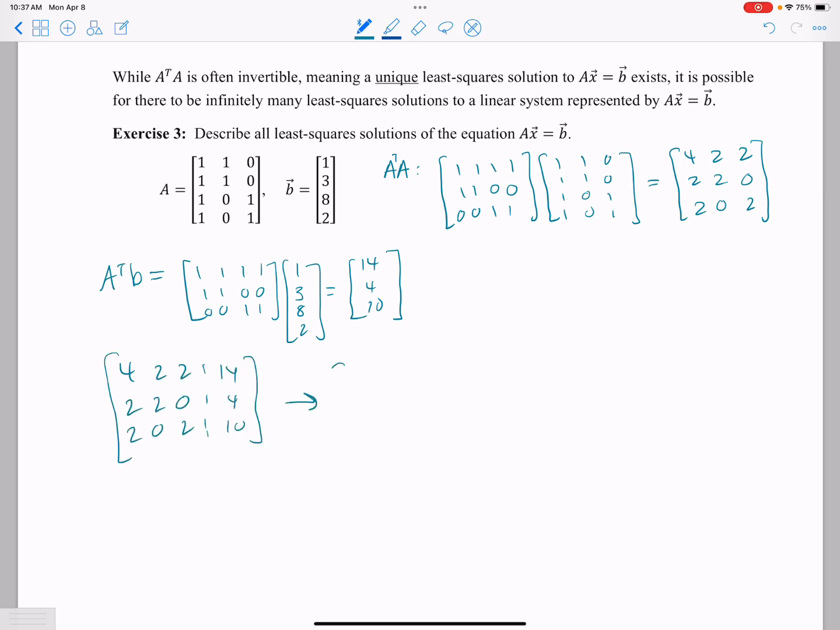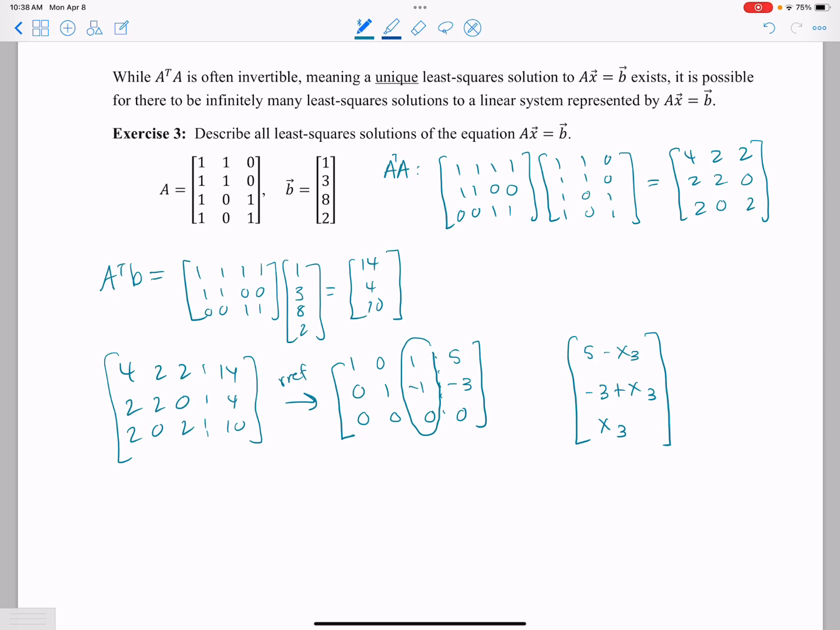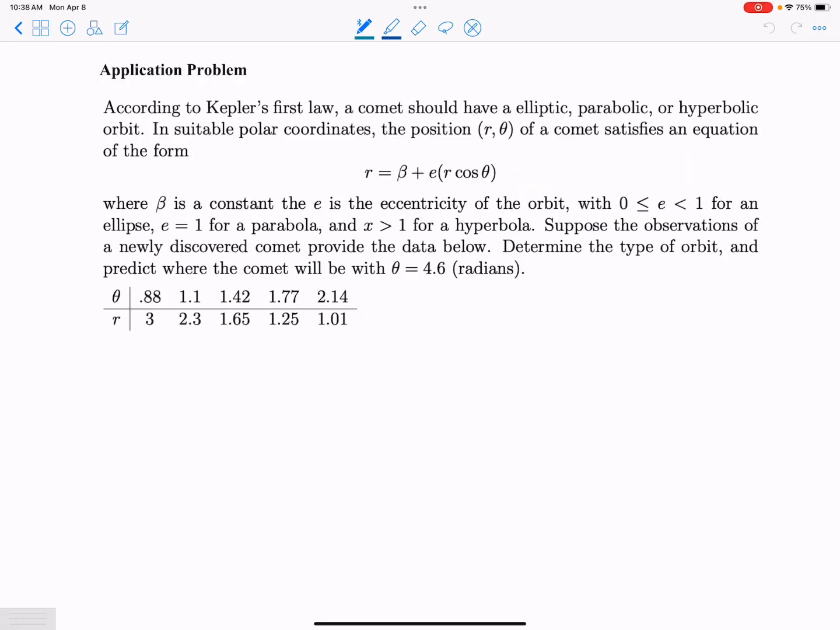So putting them together, we want to solve the system. If we row reduce this one, we can see that column 3 does not have a leading one, so it's free. So x3 is free. x2 is negative 3 plus x3, and x1 is 5 minus x3. That is a description of all the least squares solutions for this system. Again, more often than not, you get a unique solution. We often hear about the line of best fit or using least squares. I just wanted to provide a different example of how you can use least squares.